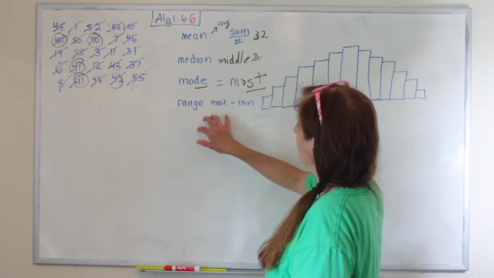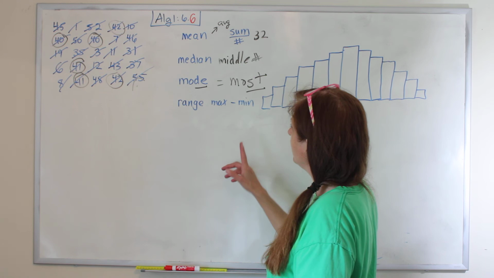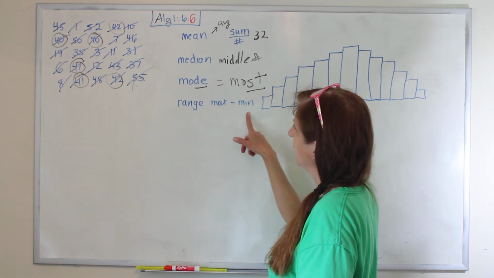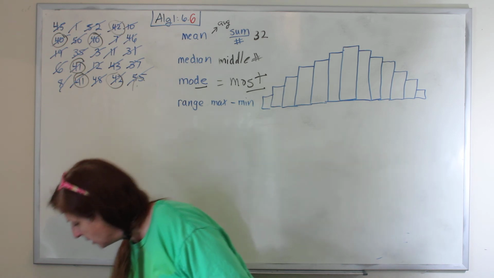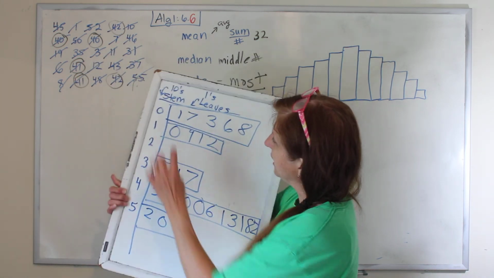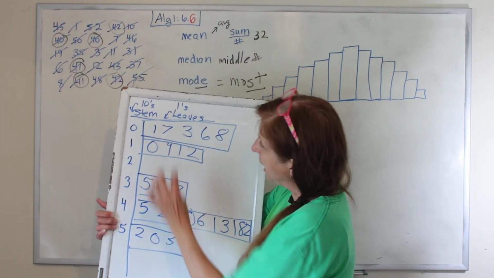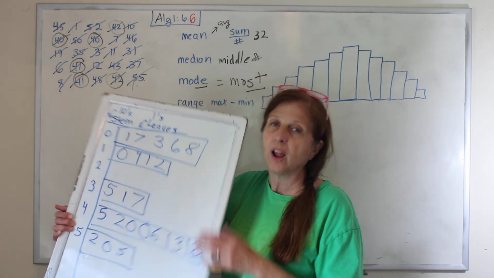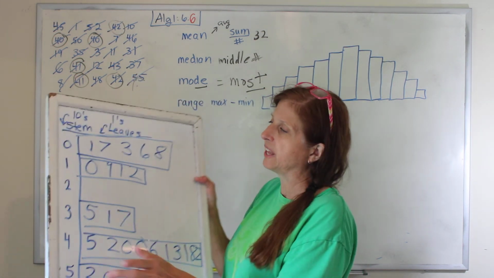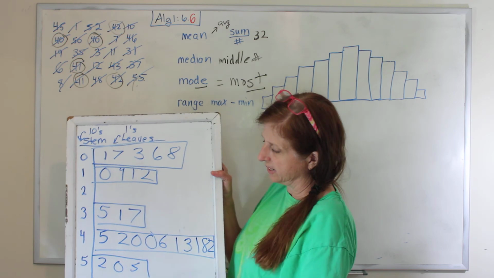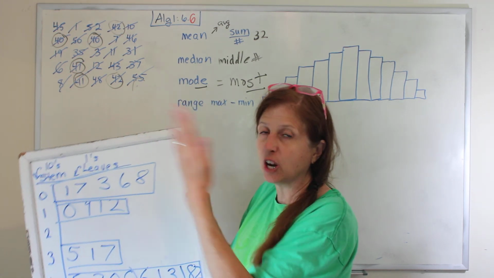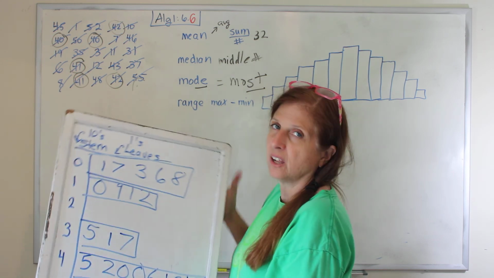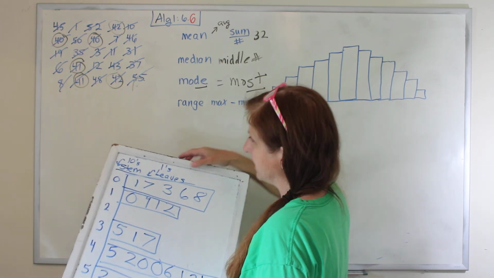All right. The other thing is the range, and for the range you take the biggest number and subtract the smallest number and it's what it is. So our biggest number was 55 and our smallest was 1, so our range would be 54. A lot of times people will say the range is from 1 to 55. They'll say it as, you know, showing the range. Other times they want you to subtract and tell what it is.